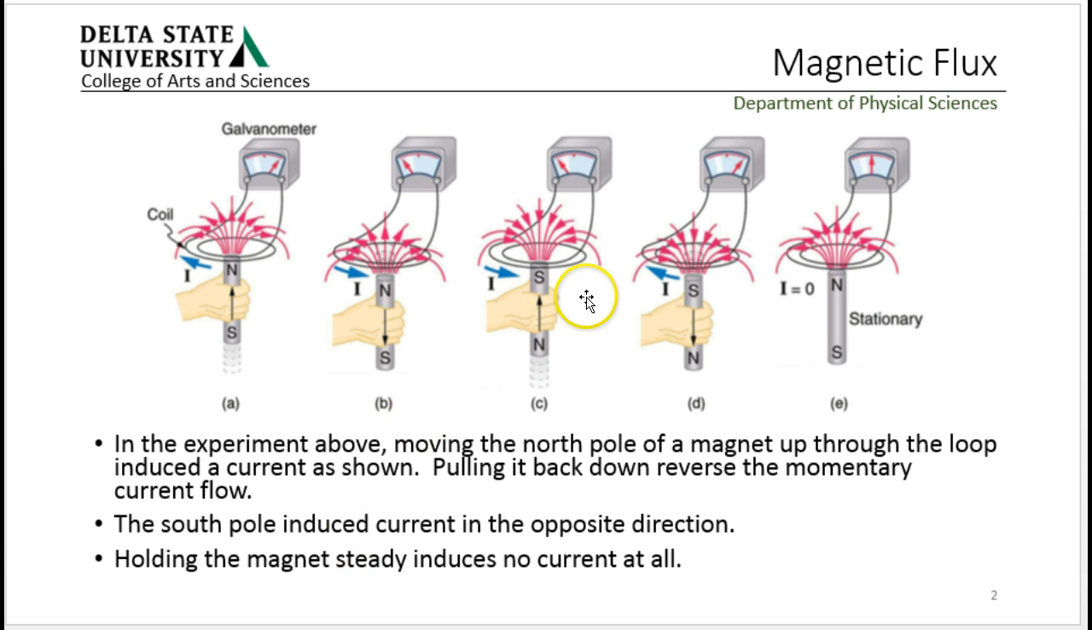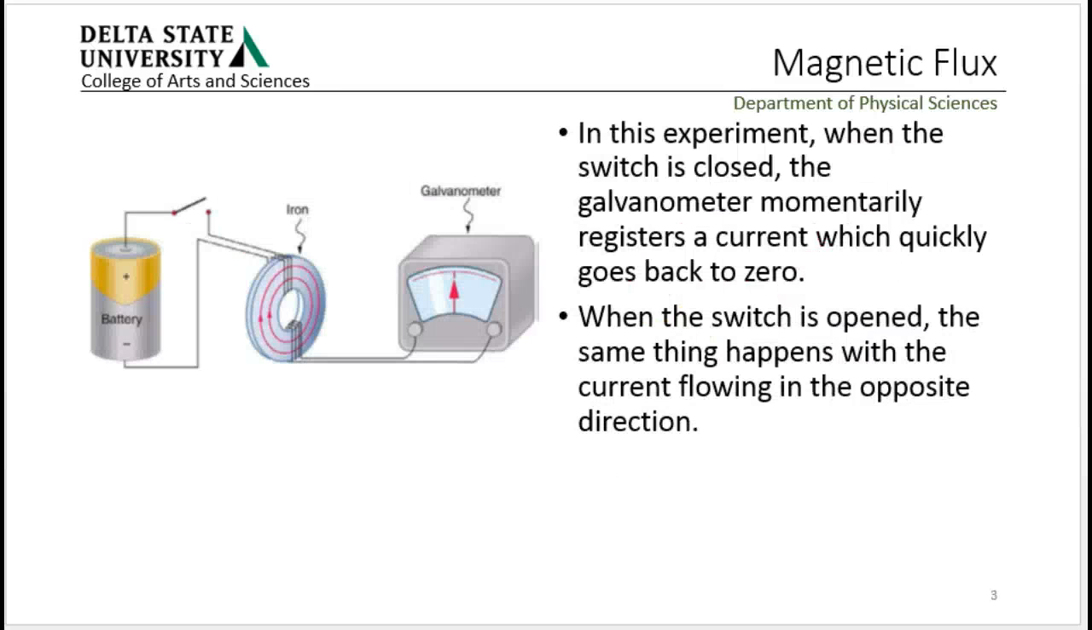If you repeat the experiment as shown in steps C and D with the south pole, the currents induced are opposite to the direction of those induced by the north pole. As shown in E, every time you bring the magnet to a stop, the current stops. On slide 3, we see yet another experiment. In this experiment, when the switch is closed, the galvanometer momentarily registers a current which quickly goes back to 0. When the switch is opened, the same thing happens with the current flowing in the opposite direction.